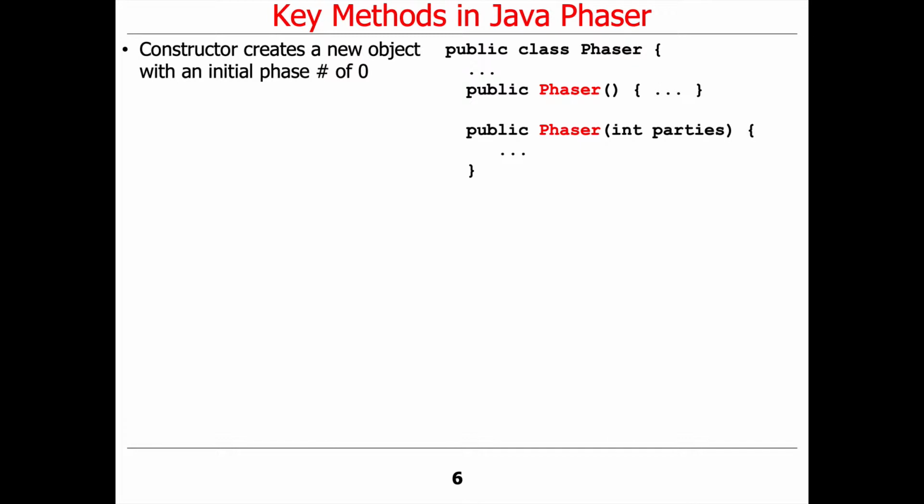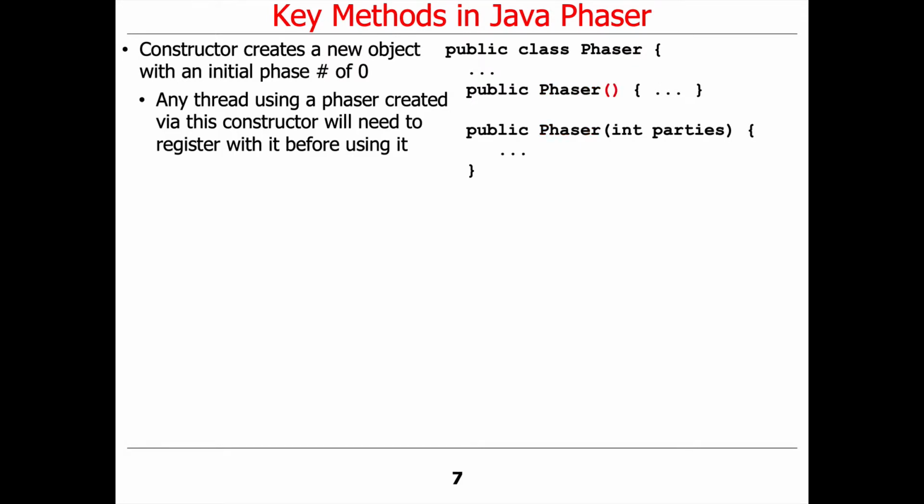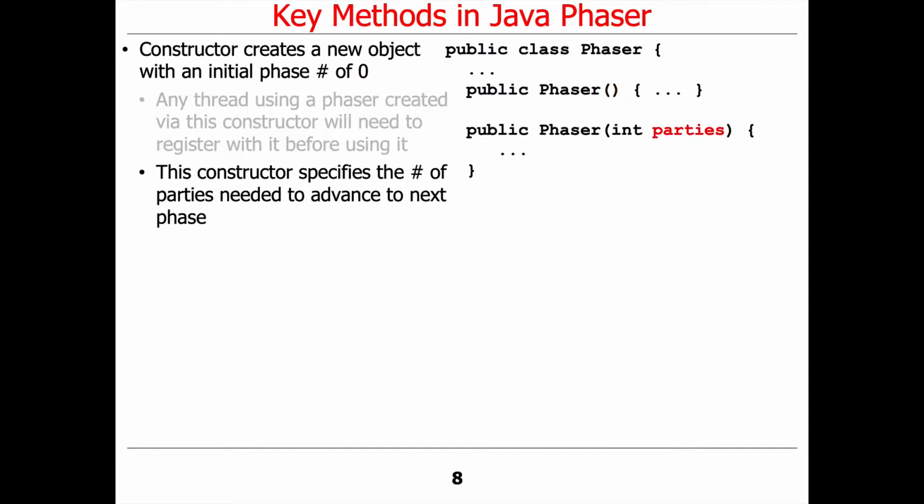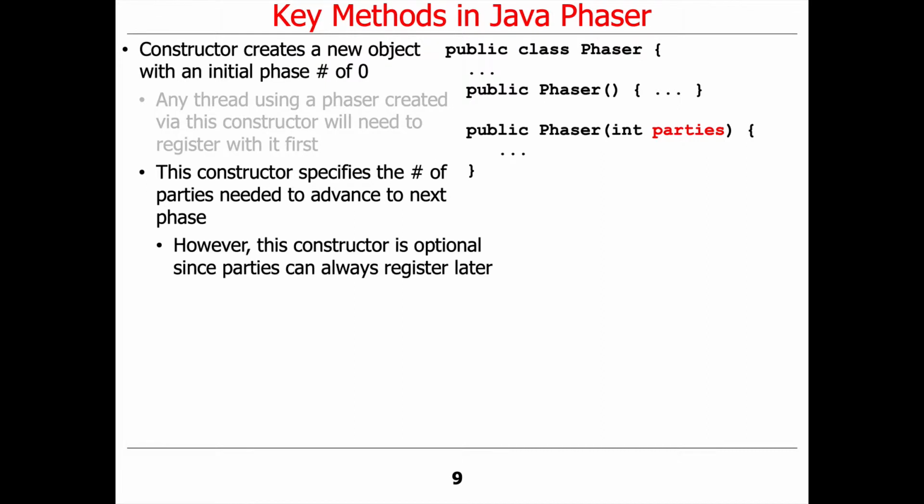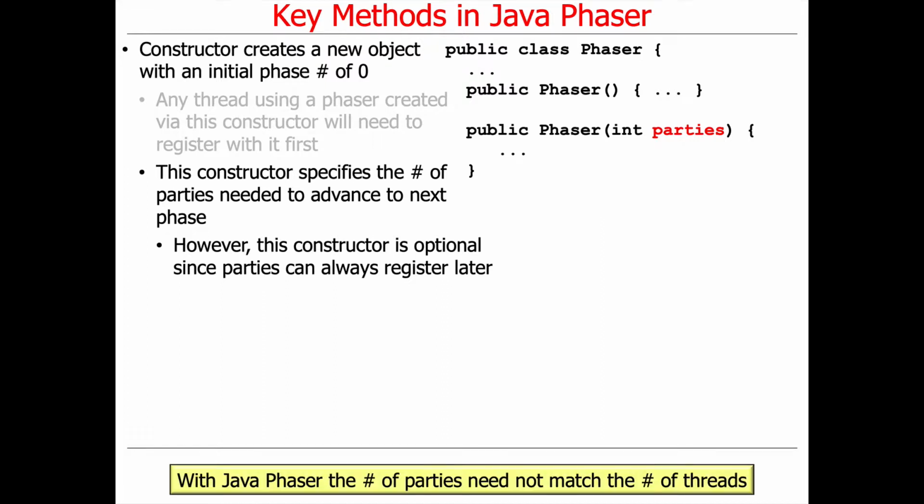There's a couple of constructors that create a new object that has an initial phase number of 0. Any thread that uses a phaser created with this constructor will need to register with it before using it. This constructor, in contrast, specifies a number of parties that are needed to advance to the next phase. This constructor is optional, however, since parties can always register with the phaser later, as we'll see in a minute. With phasers, the number of parties need not match the number of threads, which is more flexible than using a cyclic barrier in Java.